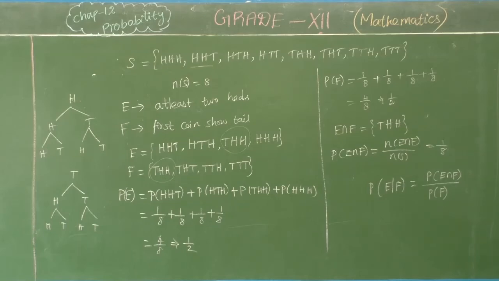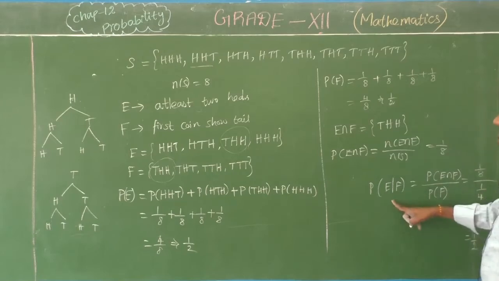Shall we prove this? Yes. P of E intersection F is 1 by 8. And P of F is what? 1 by 4. Okay. Now what will come? 1 by 8 into 4 by 1, which is equal to 1 by 2.